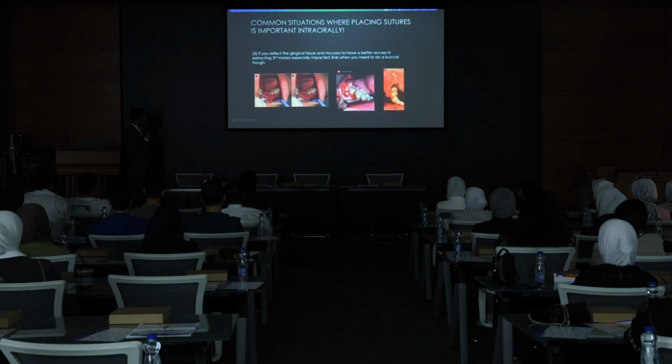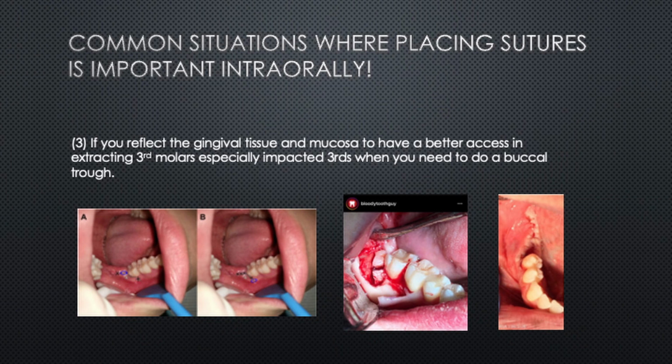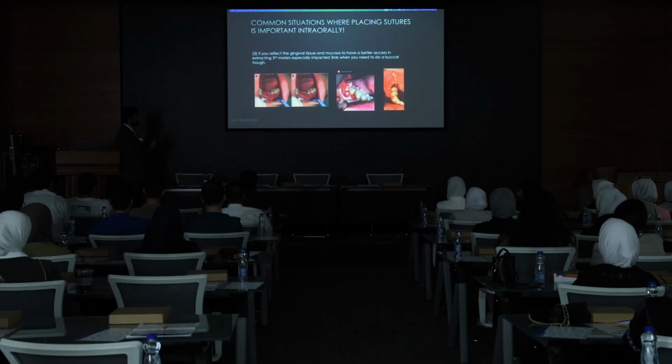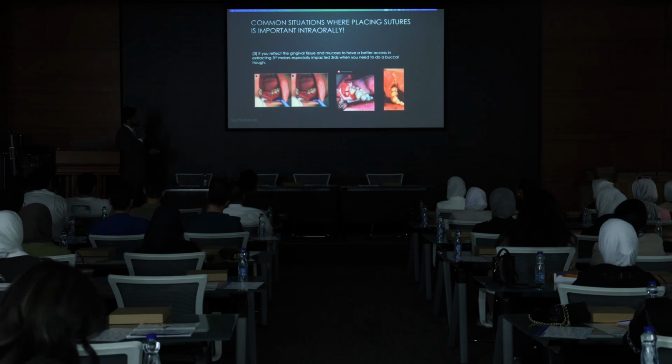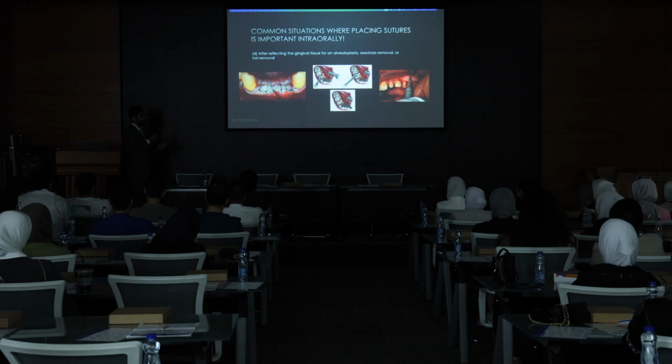Another example is if you reflect the gingiva and mucosa for surgical access for extracting third molars, especially impacted third molars, if you need to make a buccal trough and section the tooth. And another example, whenever you want to do alveoloplasties, exostoses removal, or tori removal, you want to have a good access, so you're going to reflect everything, and then you have to put everything back and adapt it back like it used to be.